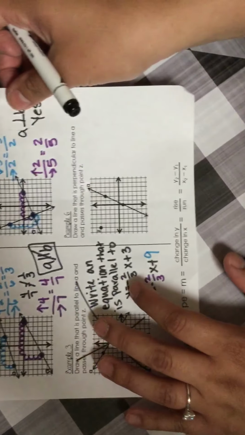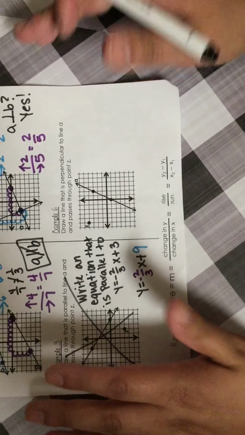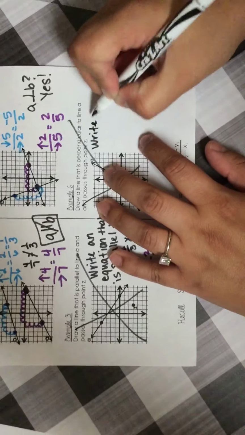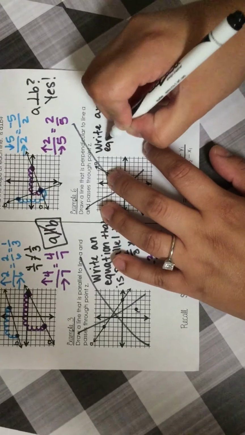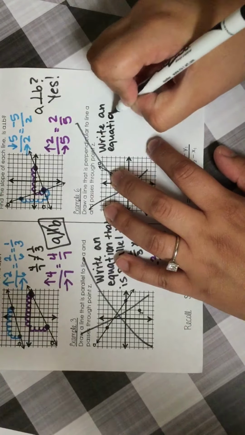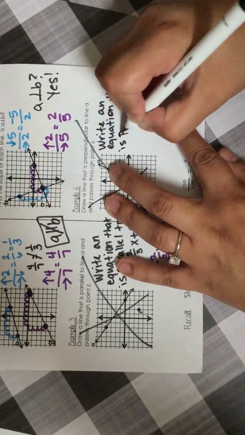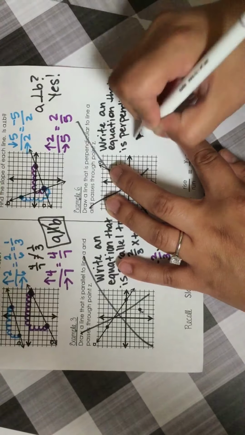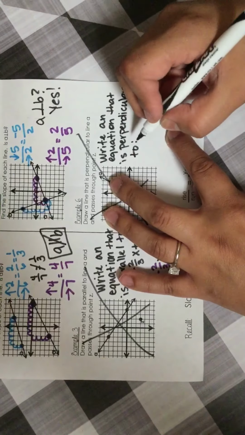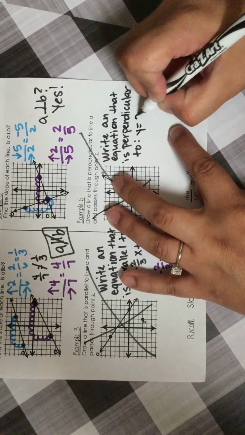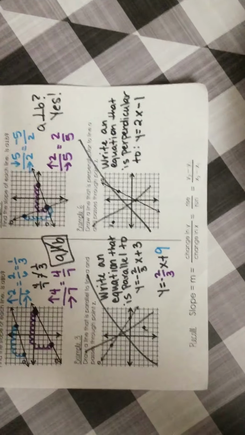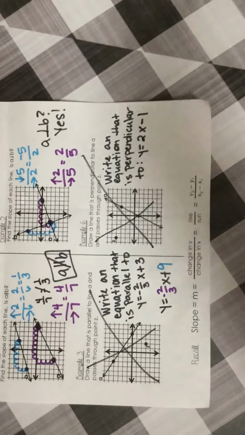All right. Almost done. Last example. Again, we're going to change it. I want you to write an equation that is perpendicular to y equals 2x minus 1. So instead of looking at a graph, we're looking at an equation, but it's the same idea.